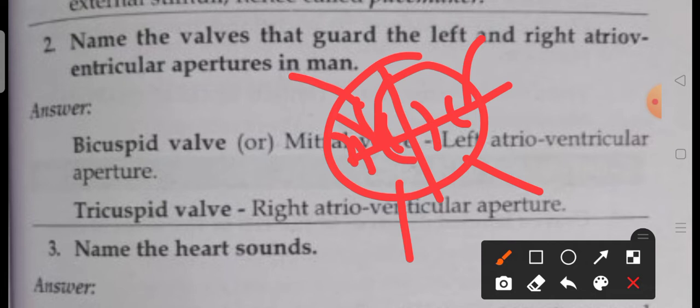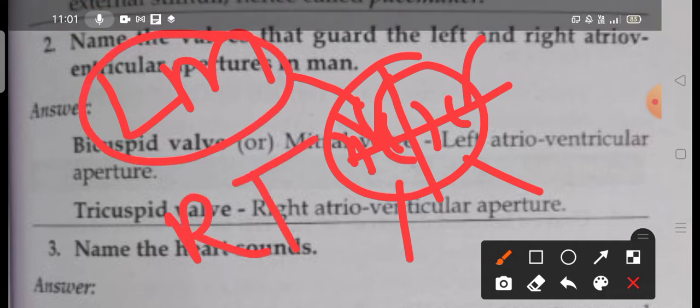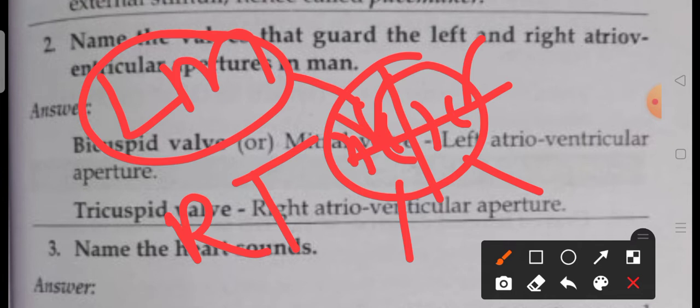The left side wall is known as the LM. Just keep it in mind: LM, RT. LM means left side, the left side mitral valve. The mitral valve is also known as the bicuspid valve. Bicuspid or mitral valve is the same thing, but I am giving you this trick. The left side valve is known as the mitral valve, so LM is left side mitral valve.